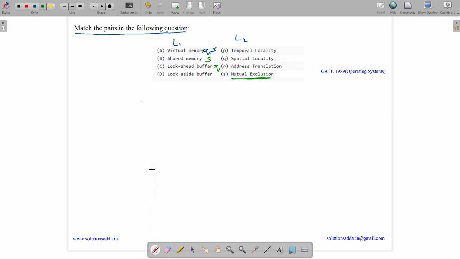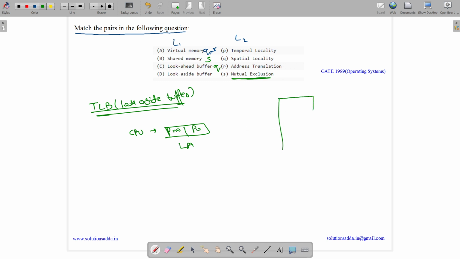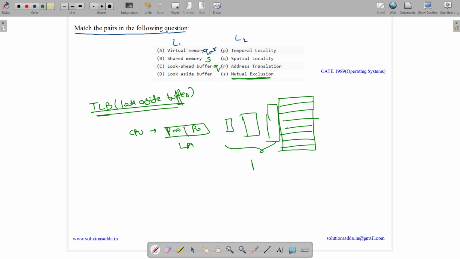So what is a look aside buffer? We can also call it TLB. It's a hardware data structure that we have learned about. What does a TLB help with? Let us suppose the CPU always generates a logical address. A logical address is a page number and page offset. And we have the process divided into pages, main memory divided into frames, and then we have various levels of page tables.